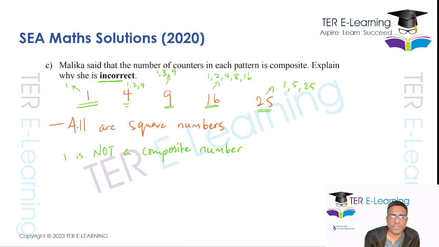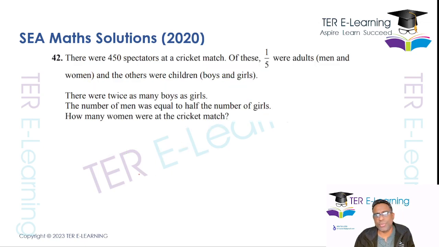All right, so question 42 now. There were 450 spectators at a cricket match. Of these, 1/5 were adults, men and women, and the others were children, boys and girls. There are twice as many boys as girls, and the number of men is equal to half the number of girls. How many women were there at the cricket match?